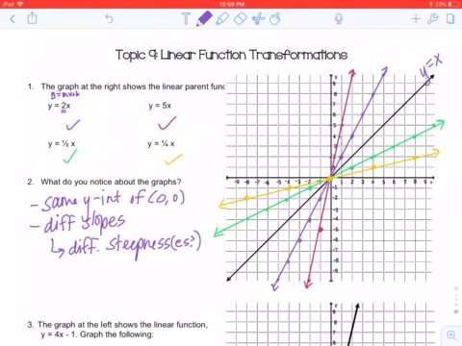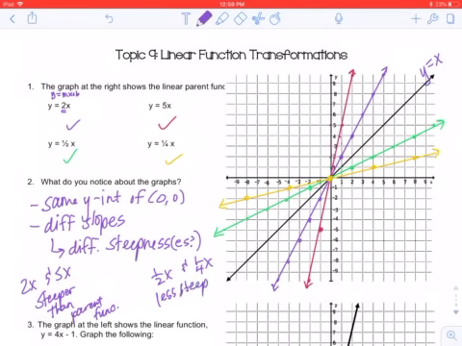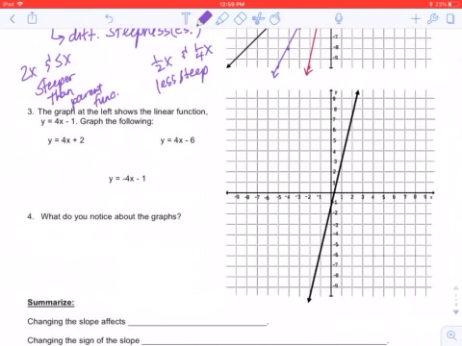Steepnesses. Okay. The 2x and 5x were steeper than the parent function, right? And in fact, 5x was the steepest. 1/2 and 1/4 were less steep, and 1/4 was really the least steep, okay? So what you're supposed to notice here is that as you change the slope, you're making the graph steeper or flatter. Hopefully you learned that a little bit just from doing the marble slides activity.